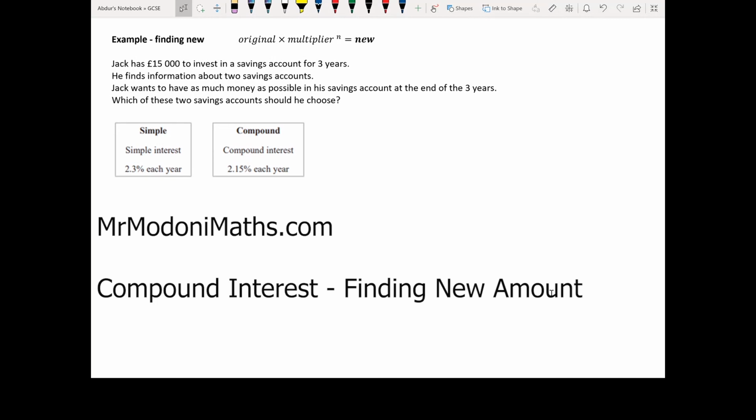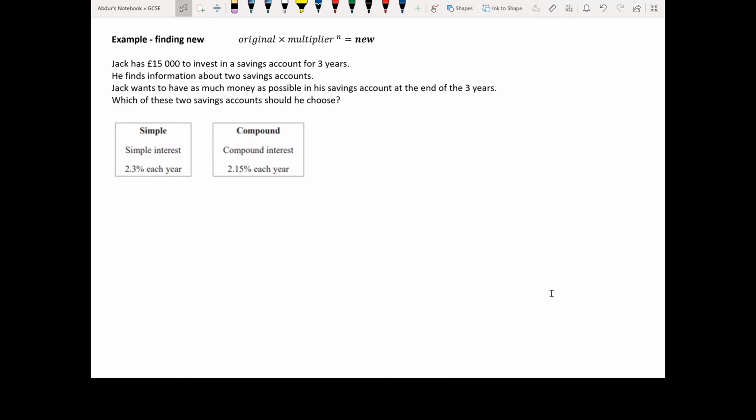We're looking at compound interest problems here. This example looks at finding the new amount. We have the formula here, which says original amount times the decimal multiplier, to the power of n, where n is years or months, whatever it may be, is equal to the new amount. This question focuses on finding the new amount.